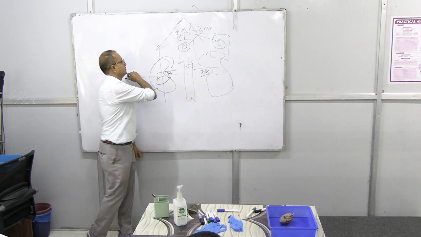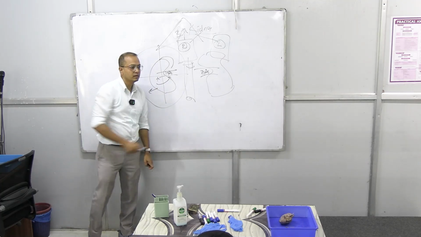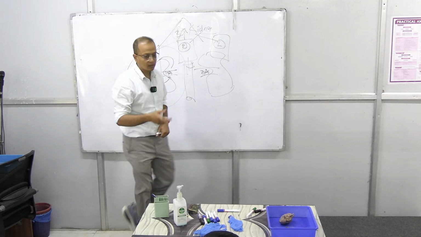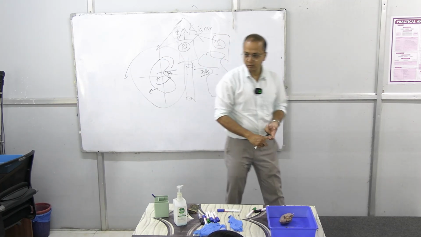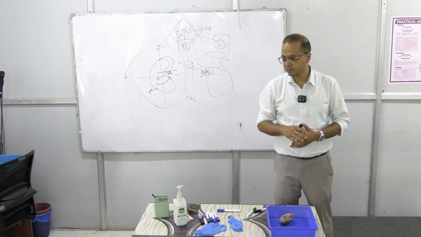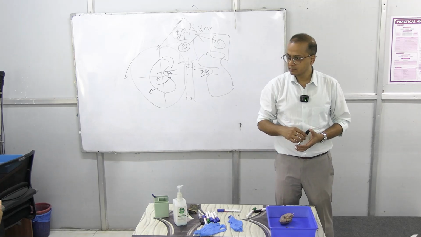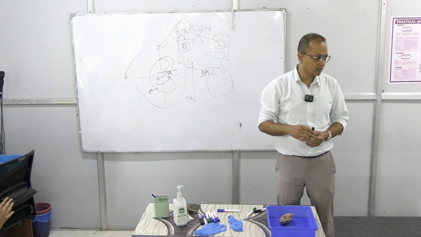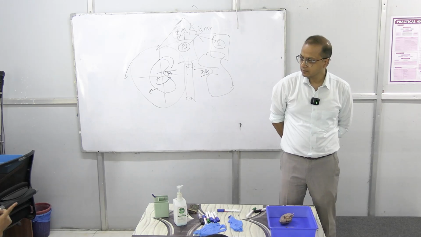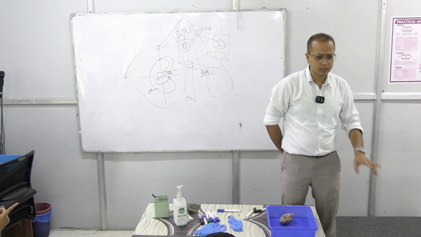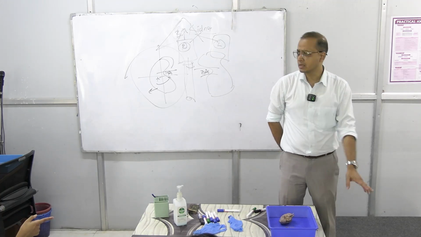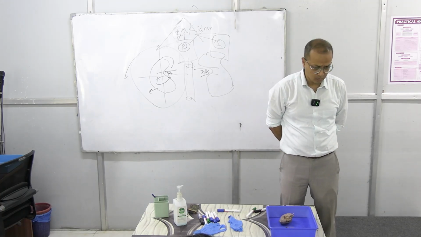Now this particular kidney is covered by fascia and capsules. How many capsules are there? What are they called? True capsule, fibrous, suprarenal fossa, renal fossa. So how many capsules are there? We divide them into true capsule and false capsule.